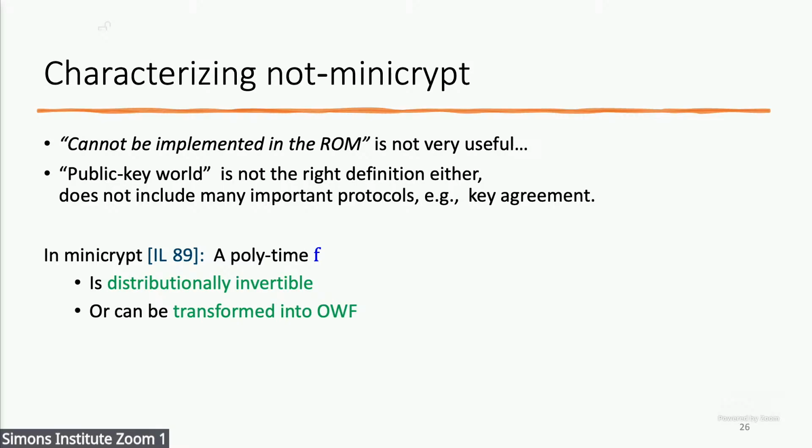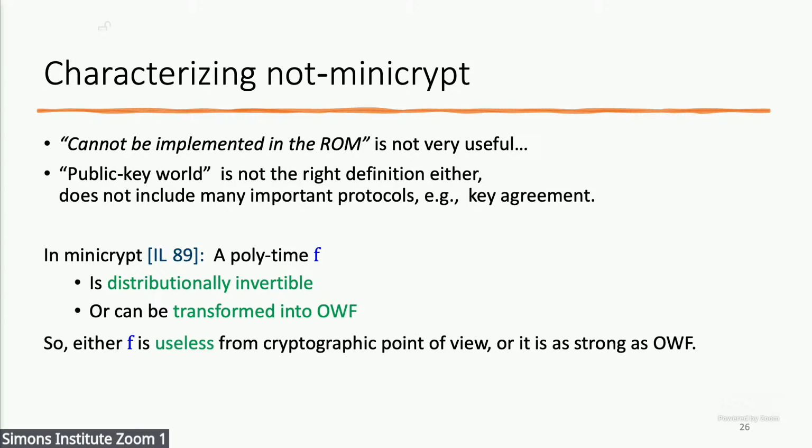I mentioned it before. Every function, not really the function, but essentially a variant of it, is either distributionally invertible, or it can be used to construct a one-way function. So in crypto, you have some win-win situation. Every function is either useless from a cryptographic point of view, it can be inverted, you can find a random preimage, or it's as strong as implying a one-way function. Can we have such a dichotomy for non-Minicrypt? This is the last topic and we want to address it. We want a win-win situation for outside of Minicrypt.